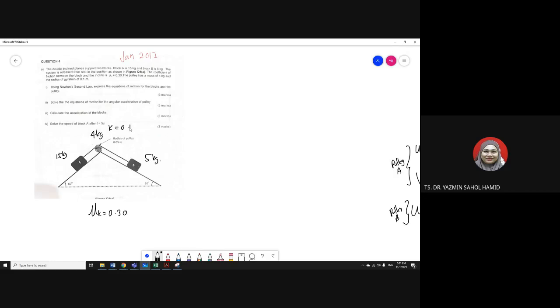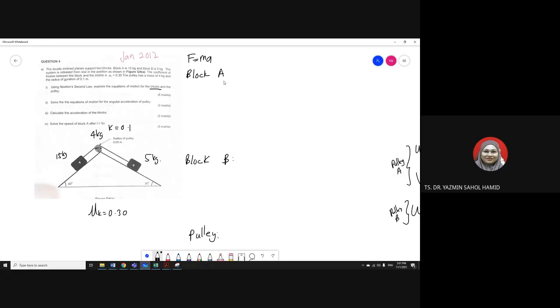Okay, now using Newton's second law, so we know Newton's second law is F equals to ma. Express the equation of the motion of the blocks and the pulley. So dia kata equation of the blocks. So what you need to do, you need to write the equation for block A. You need to write the equation for block B. And you need to write the equation for the pulley.